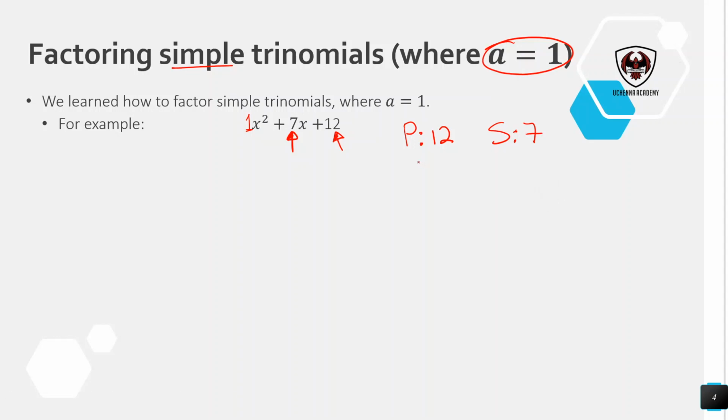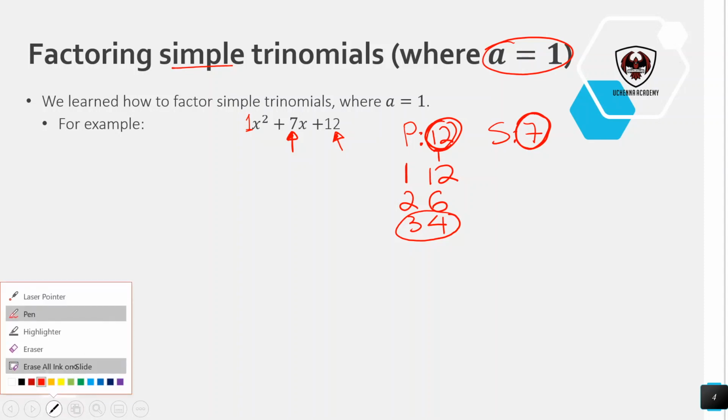The way we do this is we look at all the numbers that multiply to our product, which is 12. So I can write down my list. 1 and 12 will multiply to 12, 2 and 6, and also 3 and 4. All of these pairs will multiply to 12. Only one of them will add to my sum, and in this case that sum is positive 7. So I hope you agree with me that 3 and 4 is the correct pair that will add up to 7 and multiply to 12.